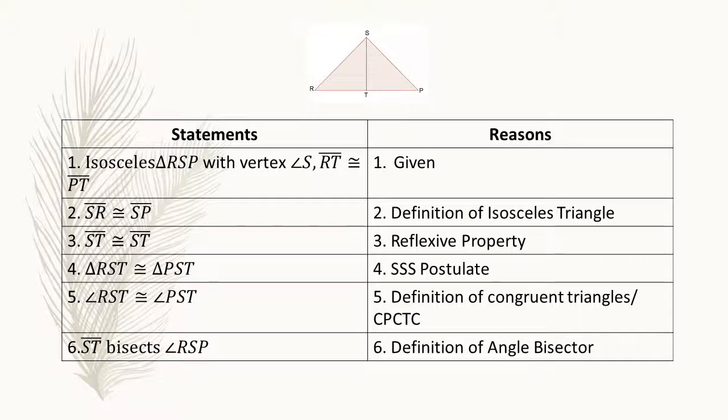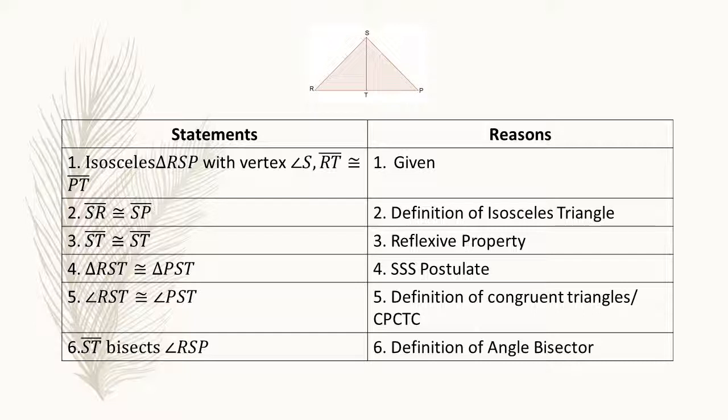First statement, we have isosceles triangle RSP with vertex angle S. RT is congruent to PT. That is given. Number 2, we have line segment SR is congruent to line segment SP. That is by definition of isosceles triangle. Statement number 3, line segment ST is congruent to line segment ST by reflexive property. For number 4, we have triangle RST is congruent to triangle PST by side-side-side postulate.